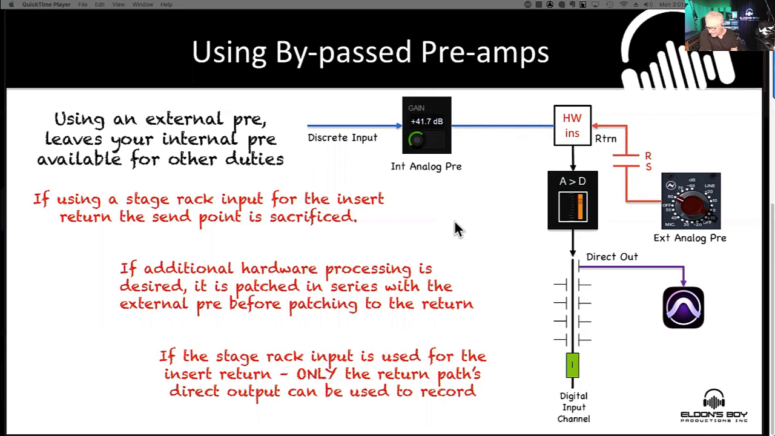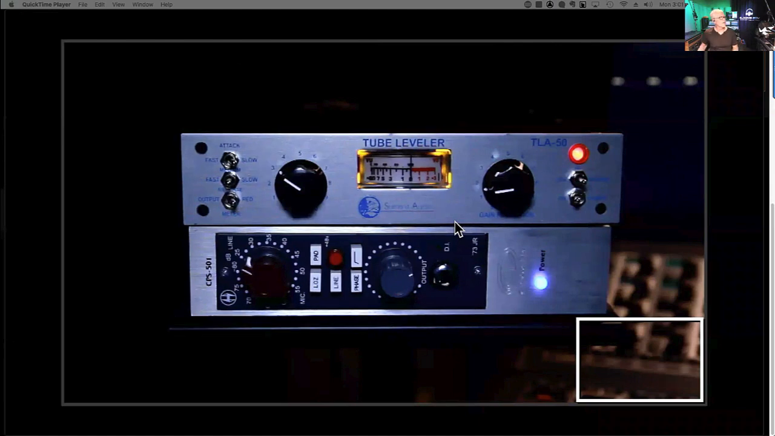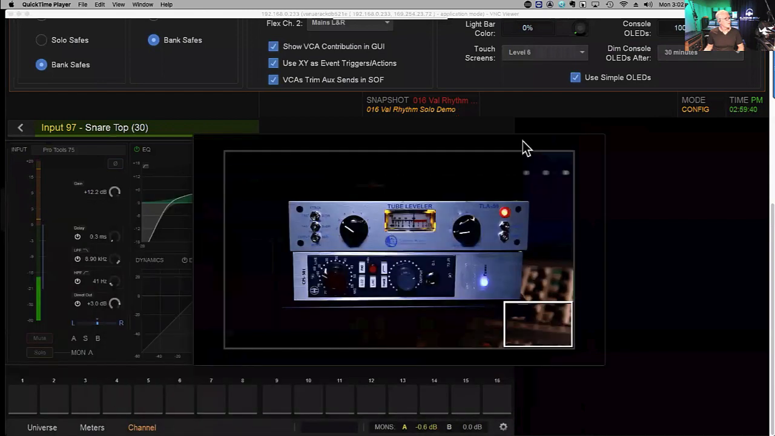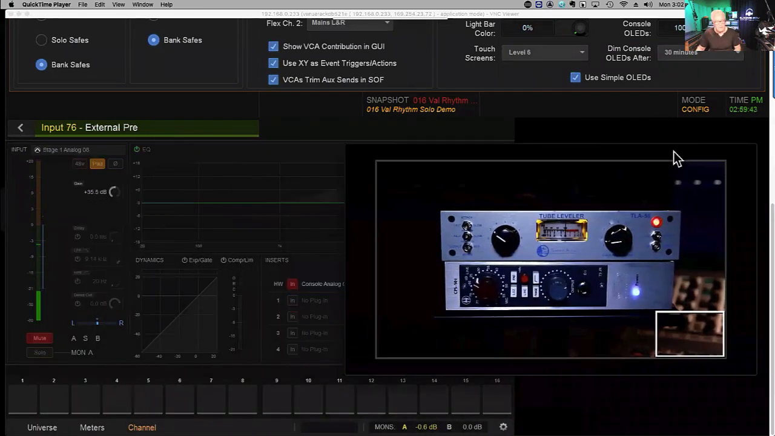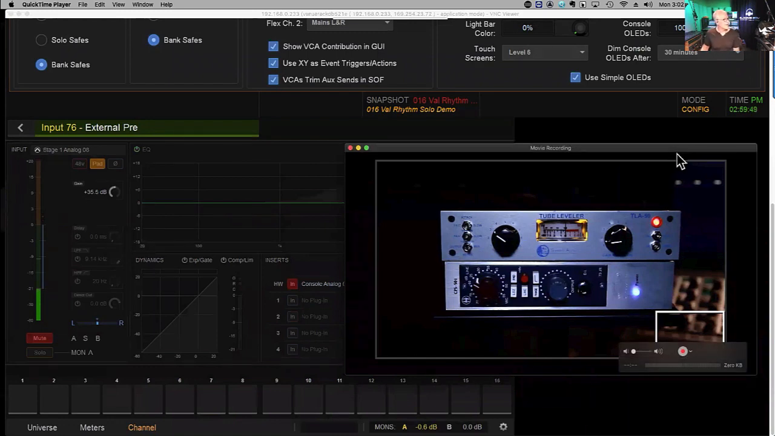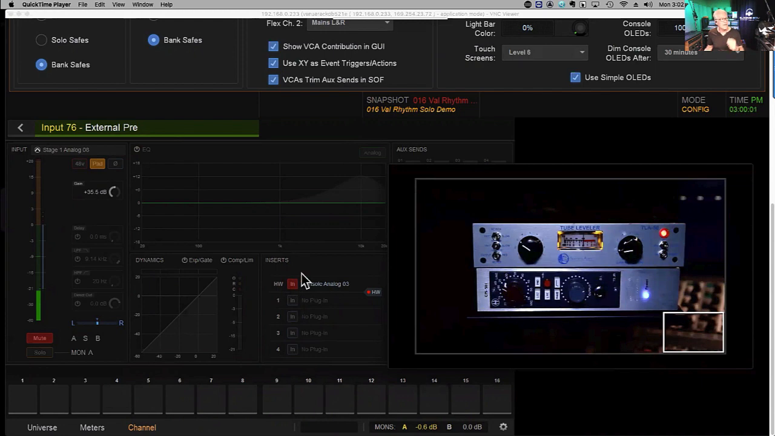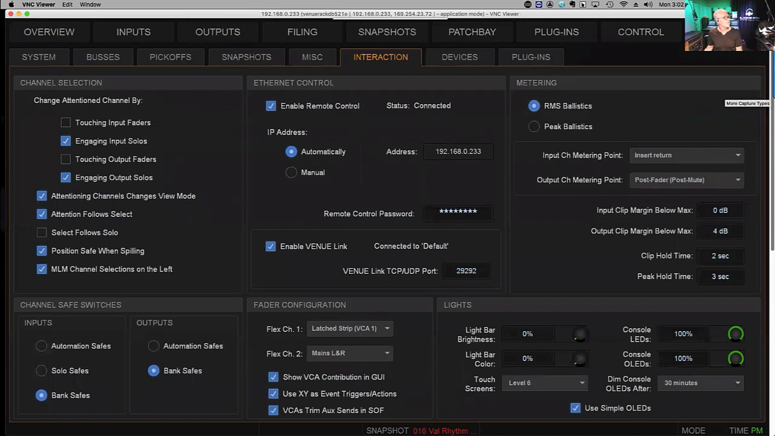Okay. All right, so I've got a way to show you a little bit of this stuff here. Let me get to the camera. I'm going to shrink this down a little. All right, so this is an external pre that I've got, and it's a chain. You can see I've got a little Summit limiter in conjunction with the preamp there, and I've got it addressing the hardware return here, right? So if you want to see how to actually do this, I'll give you the actuals here. Let's go to the patch bay.